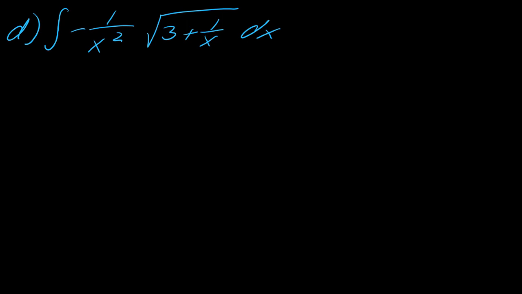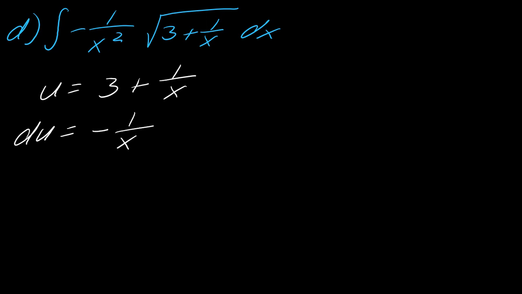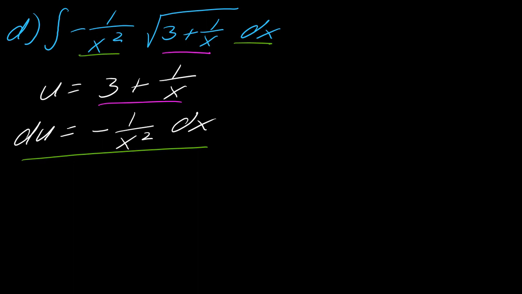And now for the last one. So here, my u is going to be 3 plus 1 over x. Therefore, my du will be negative 1 over x squared dx. So all of that actually gets replaced perfectly. So there's my du, so there's the substitution there. And then here's my u. So this will turn into u to the 1/2 du.